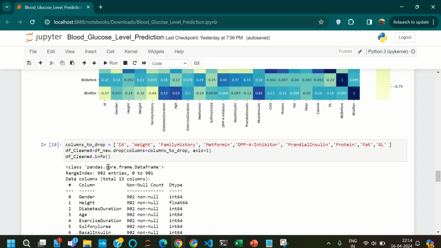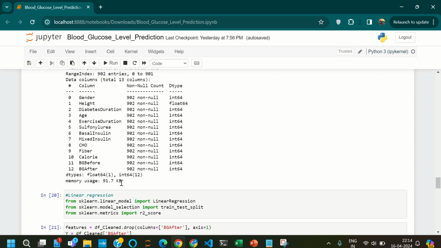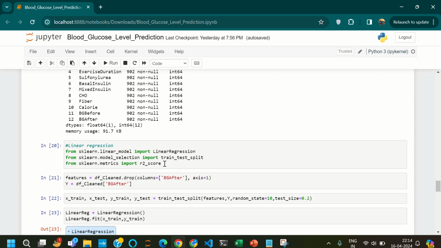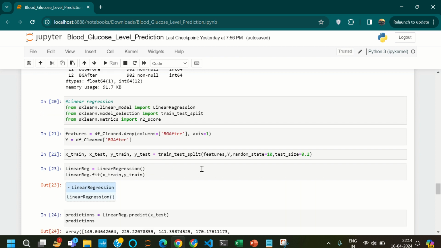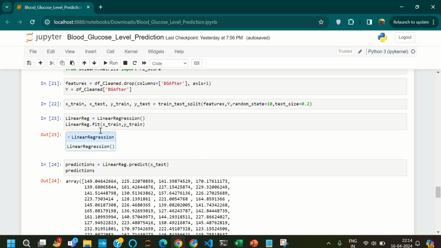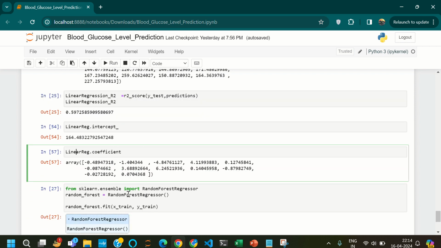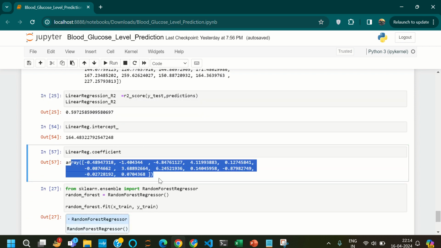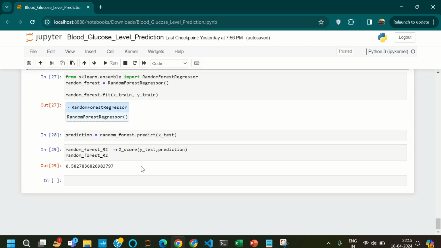So the clean data set looked something like this. Here we can see there were 13 columns. Then we developed a linear regression model from the sklearn library of machine learning. And here we used the train test split method, which split the data set. And here we can see the linear regression predictions, how it is predicting. And then these were the coefficients of the linear regression. So this was there. And then we again used a random forest model.